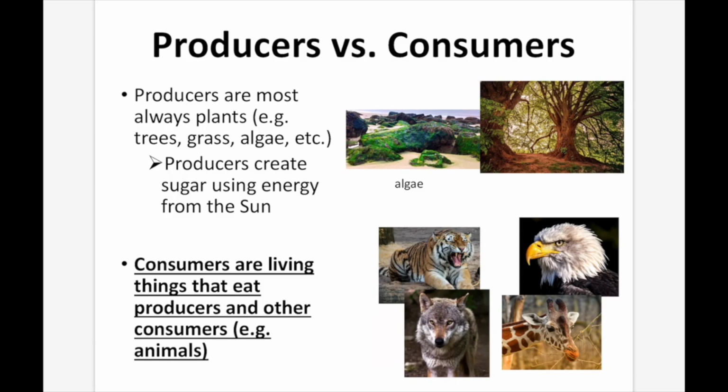Consumers are living things that eat producers and other consumers. So you can have a producer that's eaten by a consumer, which is eaten by another consumer. So it doesn't need to eat the producer, it can eat a consumer and still be a consumer.